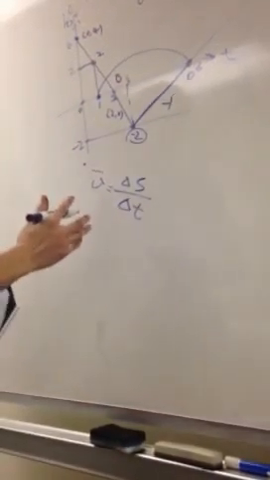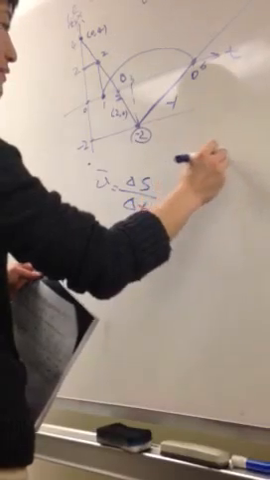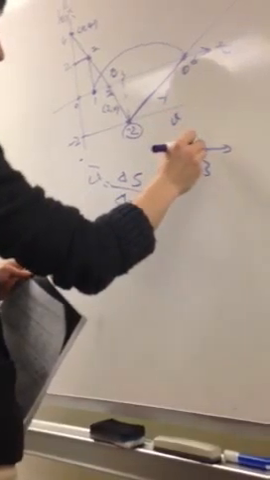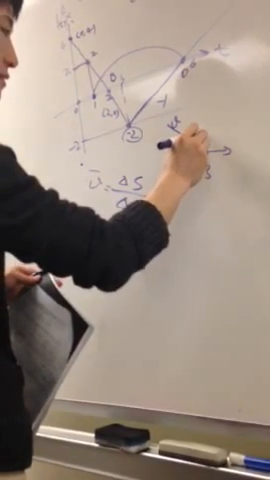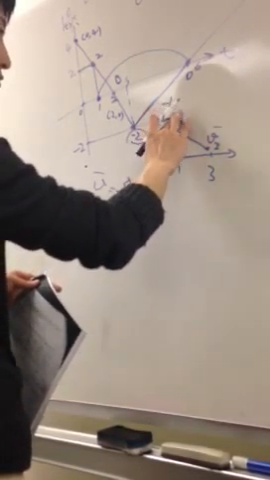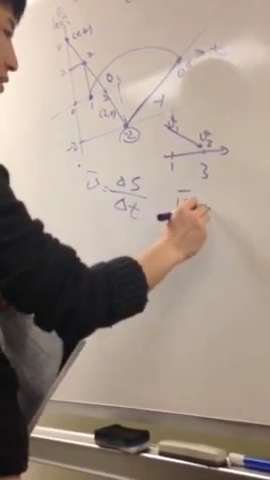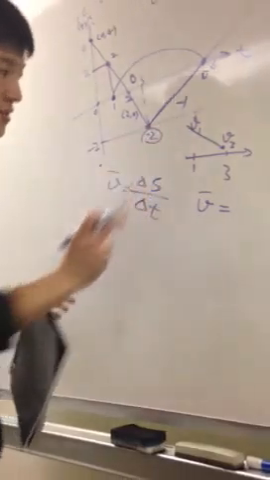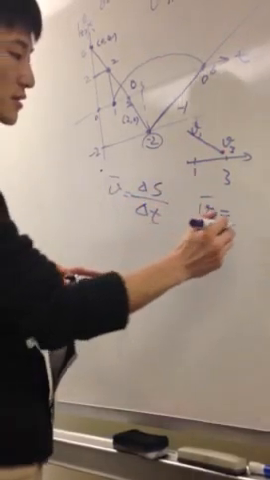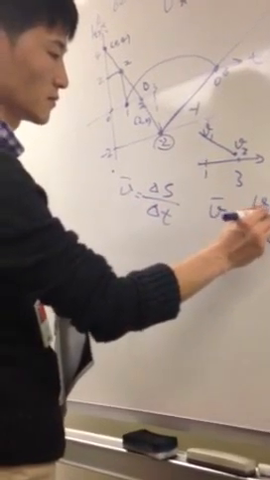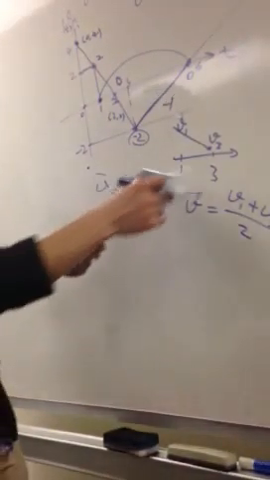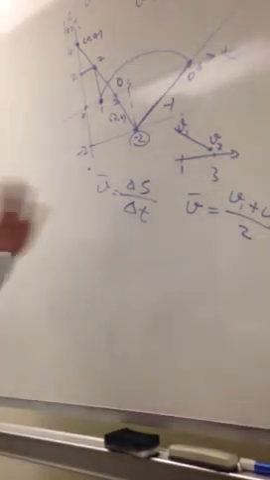But the other way is you have 2 time points, 1 and 3. You have the velocity here, and then you have the velocity here. So the average will be the average of these 2 values. What's the average of these 2 values? It has nothing to do with the time. So you don't need to consider the time.